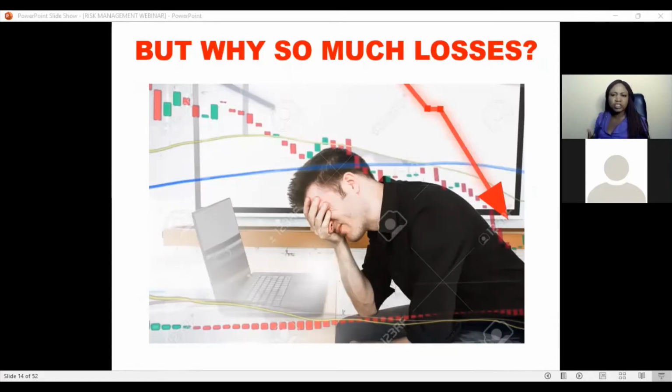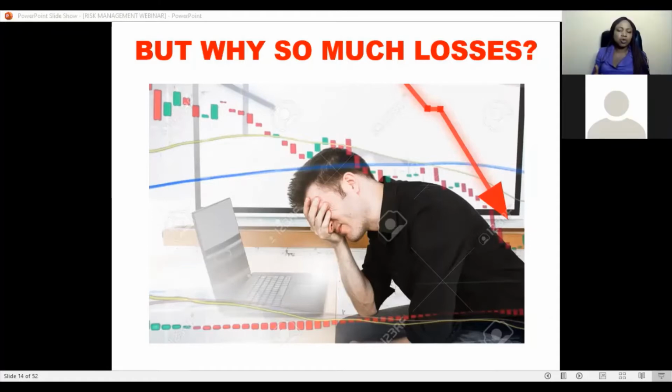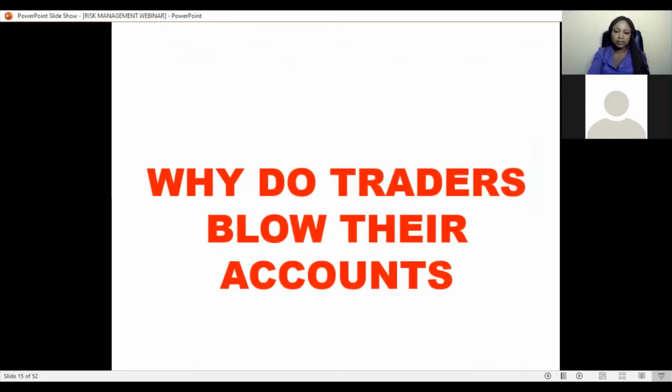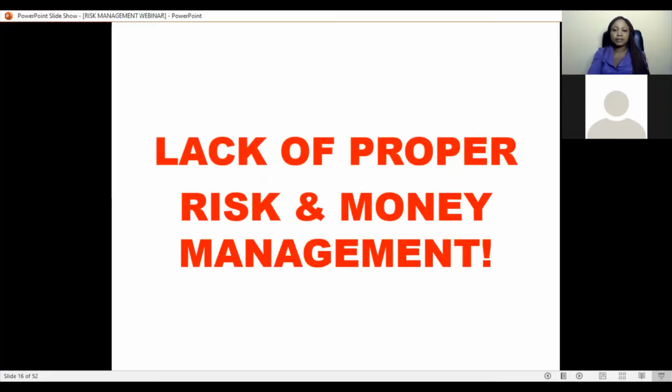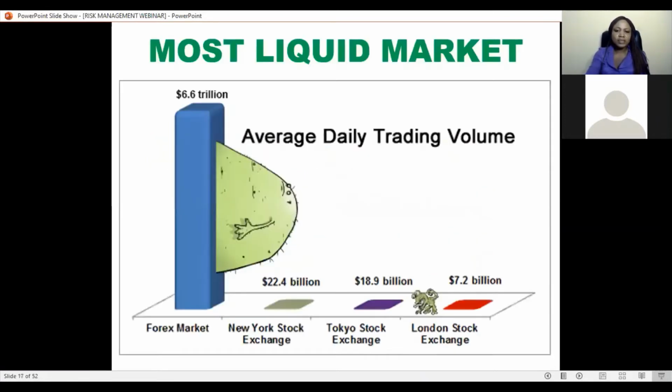Why so much losses? Why do we have almost 80% of people trading in the market losing money? One of the answers is lack of proper risk management. Yes, why do they blow accounts? Lack of proper risk and money management. It is very important that you understand risk and money management. Now, what can happen if you do not manage your risk?